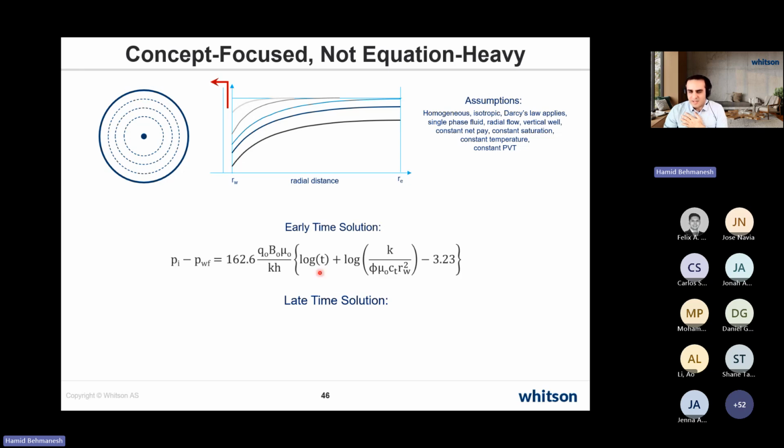The early time solution is simply this logarithmic behavior: delta pressure is equal to log of time plus some constant. Late time is simply delta P as a function of A times T plus a constant as well. This is the productivity index, right, that I presented in one of the slides in problem statement number 1. And this is Q times T.